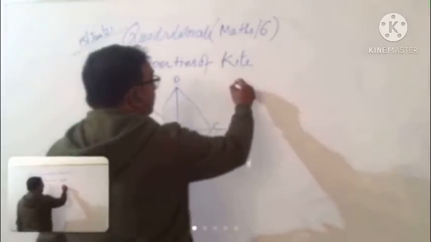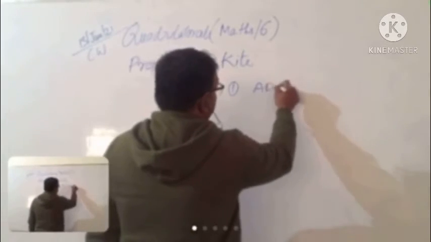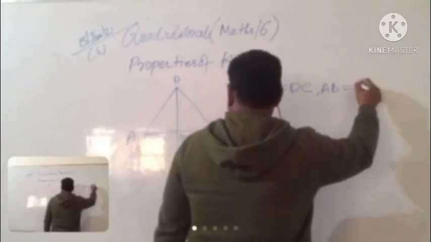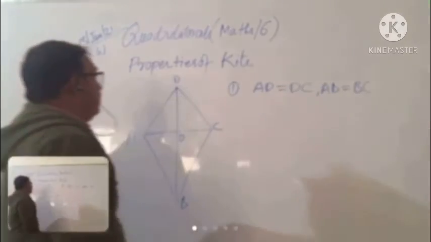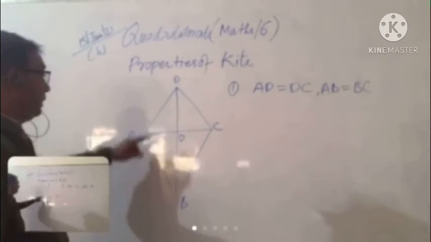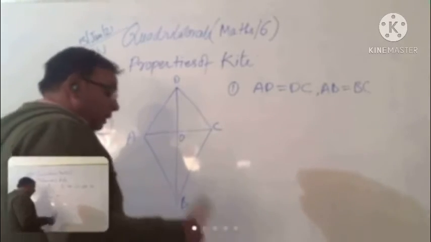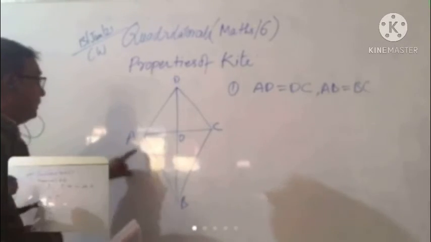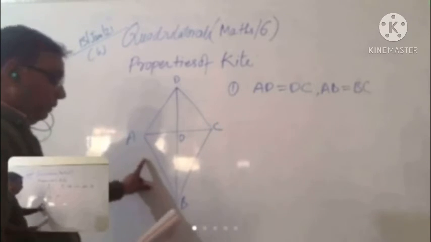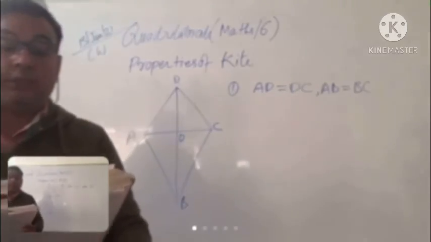parallelogram. Now the first property is that pairs of adjacent sides are equal. It means AD is equal to DC and AB is equal to BC. Adjacent sides are equal, but opposite sides are not equal. This is because AD is adjacent to AB, but it is not equal. That is why the pairs of adjacent sides are equal, but opposite sides are not equal.